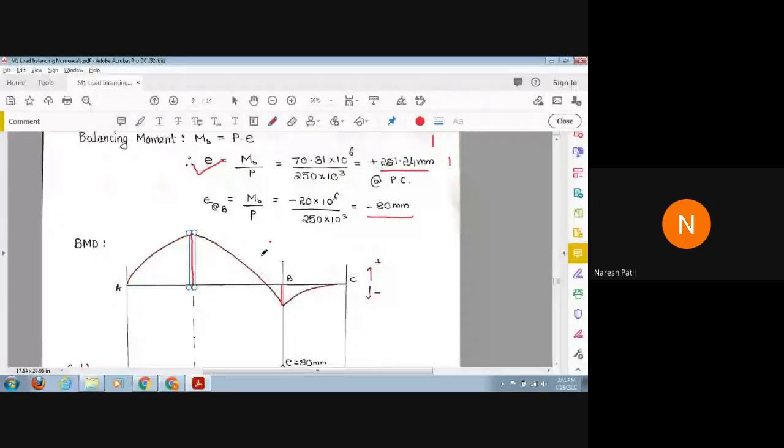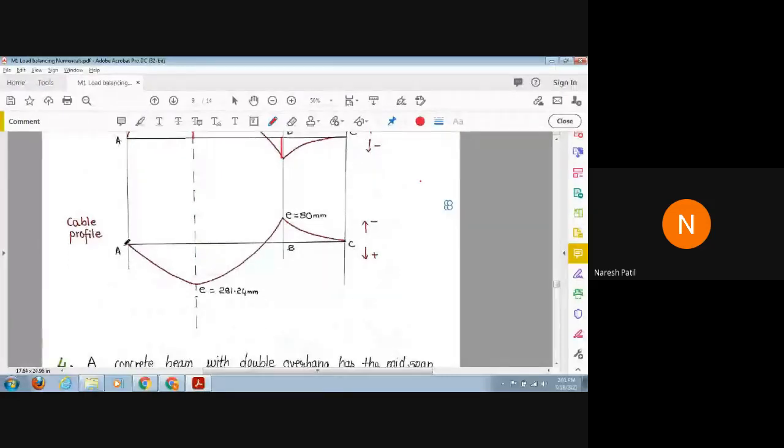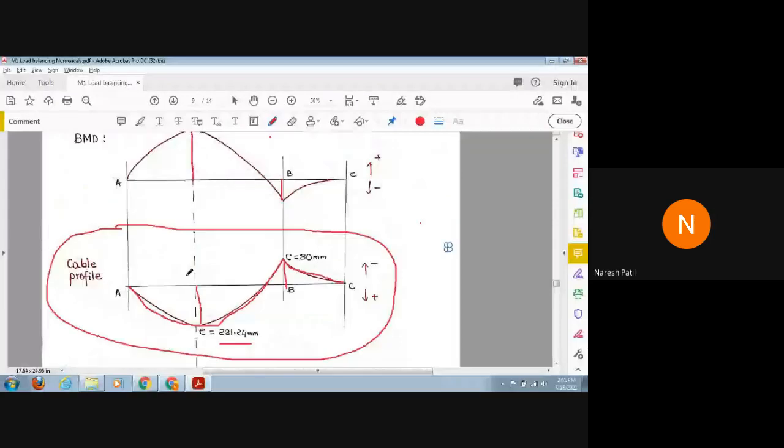With respect to that, I have given the sign convention: positive means up, negative means down. With respect to that, we'll suggest the cable profile. So now this is the cable profile, you can see. Here the eccentricity is 280 and here the eccentricity is minus 80, positive and negative. So this is the suggested cable profile from your side. You can see it is the flip of the bending moment diagram.